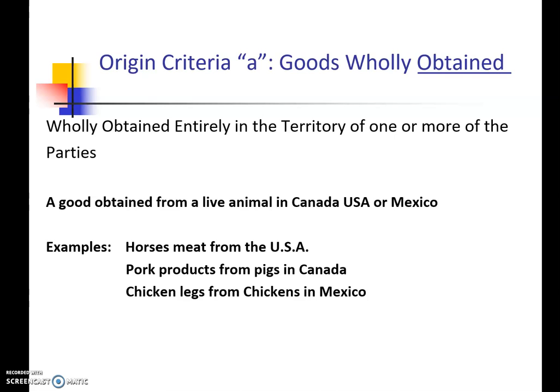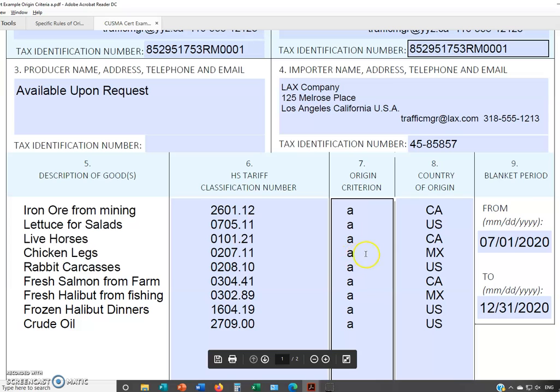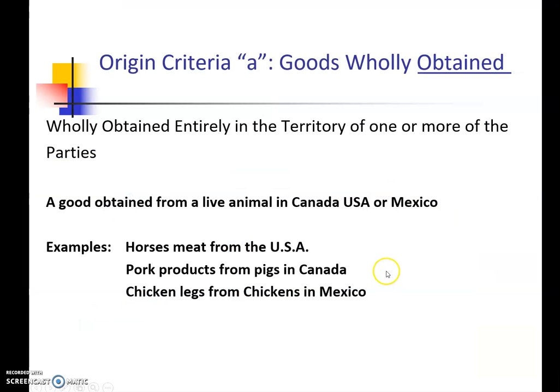It's the horses, the pigs, and the chickens were in Canada, United States, and Mexico, and they were processed into a good in Canada, United States, and Mexico. These are wholly obtained. They're naturally occurring. And on our certificate, we've got chicken legs, and you see it's origin criteria A.